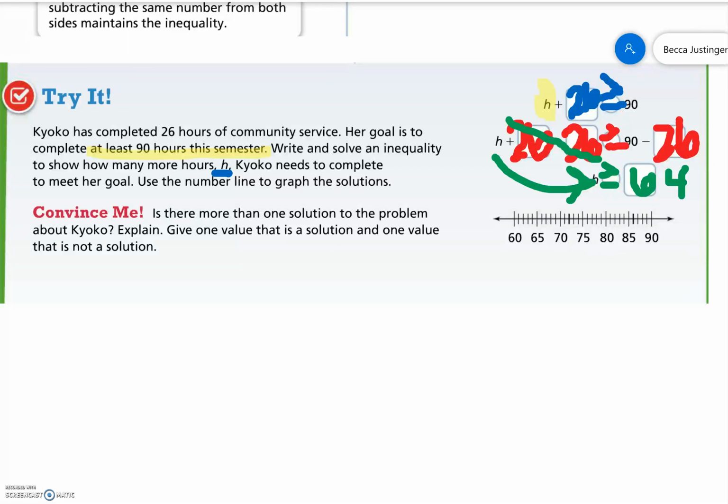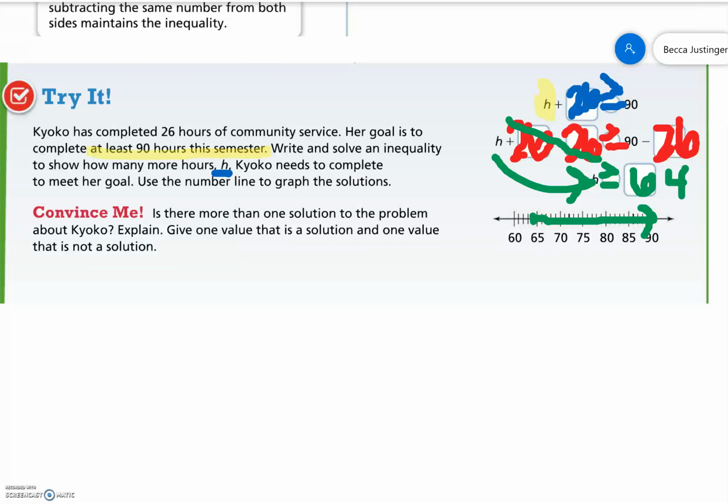So the amount of hours that she does community service for, she could either do 64 hours and exactly meet her goal of 90, or she could do more and exceed her goal. So we're going to put a point at 64, and we say she could do more hours. So we're going to draw our arrow facing the right.